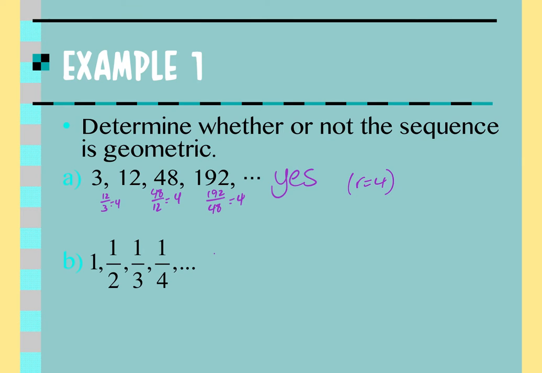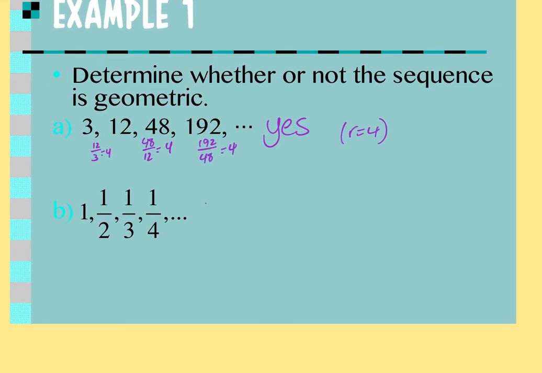You always divide to figure out what R is. B is 1, a half, a third, a fourth. So if I did 1/2 divided by 1, it'd be the same thing as 1/2 times 1, and that's a half. If I did 1/3 divided by 1/2, that's the same thing as 1/3 times 2, and that's 2/3. Right there, these are not equal, so this is not geometric.